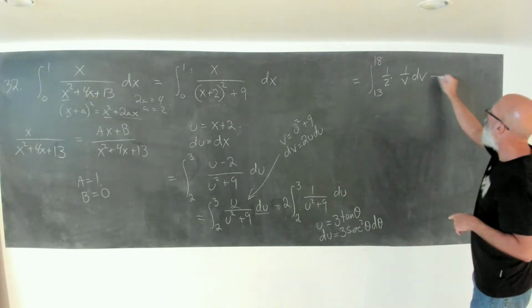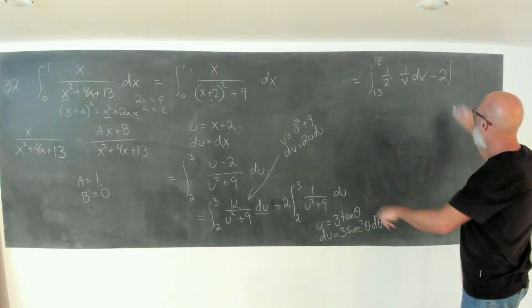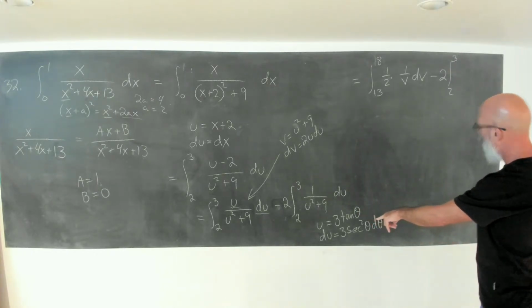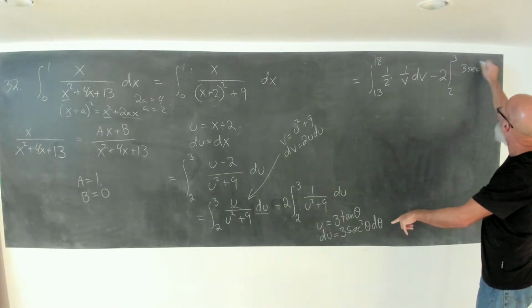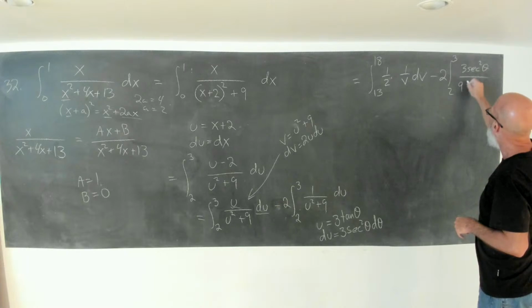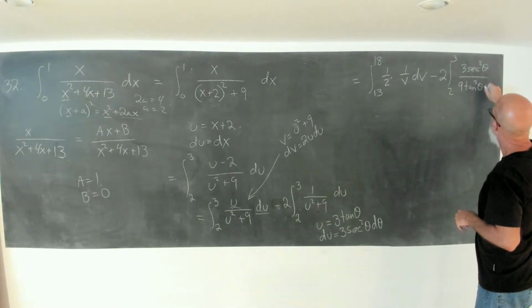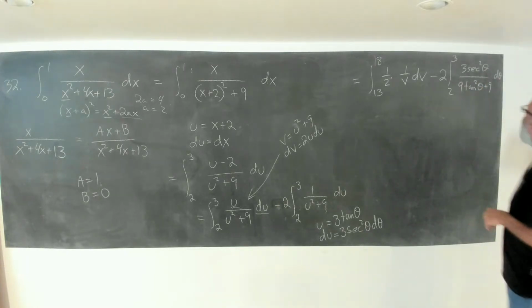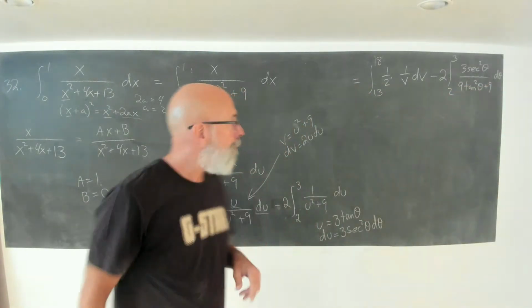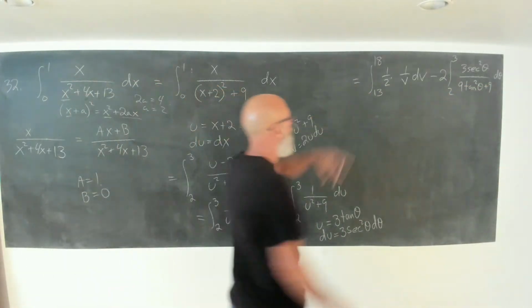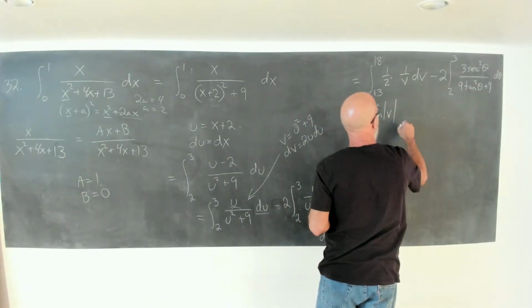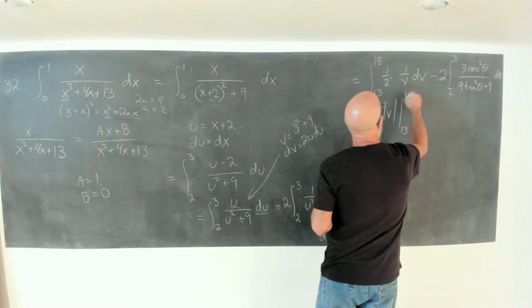And for this one, let me leave the limits in terms of u. And we get 3 secant squared over 9 tangent squared plus 9. First integral is trivial. 1/2 ln v between 13 and 18.